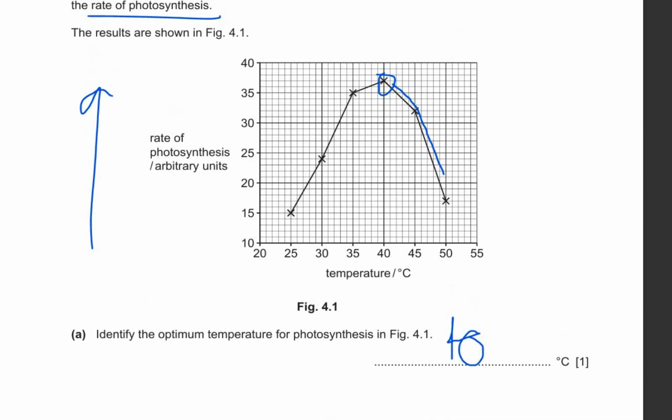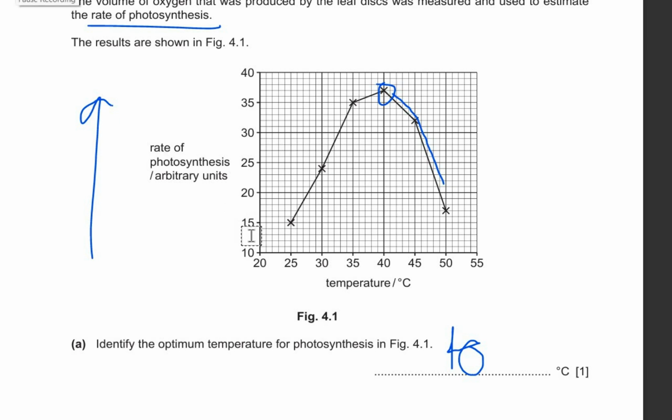Alright, so now part B says explain the results shown in figure 4.1. I just told you the results. Now we have to tell why we got such results. So we have to say that enzymes control this reaction. Before 40 degrees, from 25 onwards, the rate of reaction was less and was increasing because as the temperature increases, the kinetic energy of the molecules increases. So their frequency of collision increases till 40 degrees, at which the maximum activity of enzymes has been observed because there is the highest rate of photosynthesis, meaning the highest number of enzyme-substrate complexes were formed.